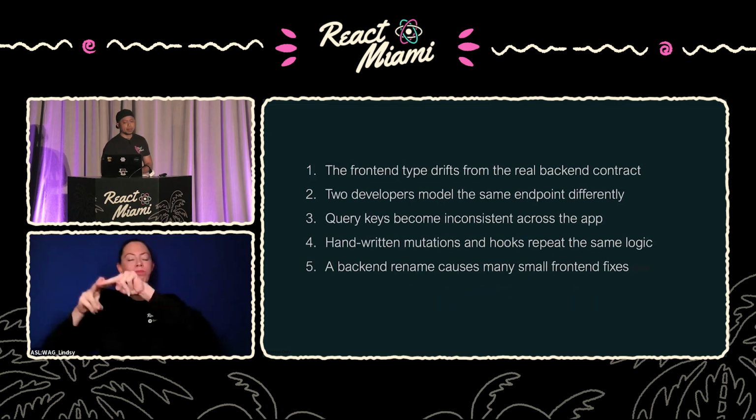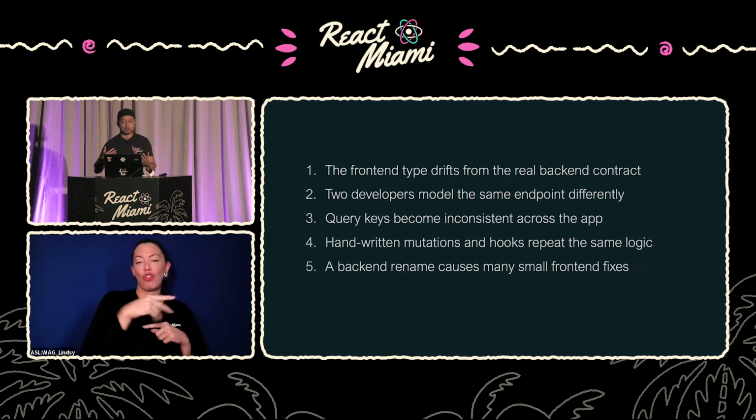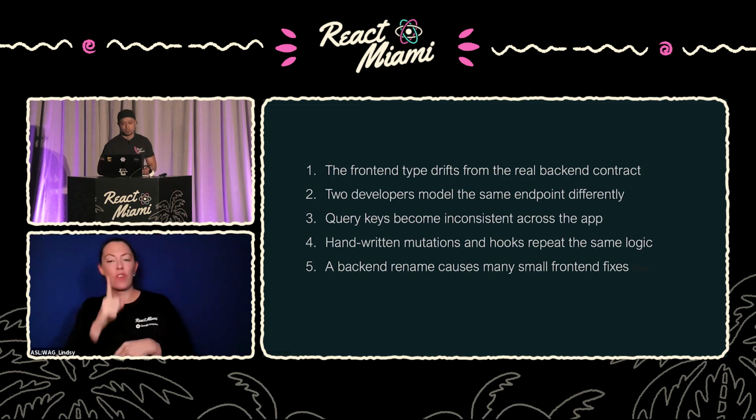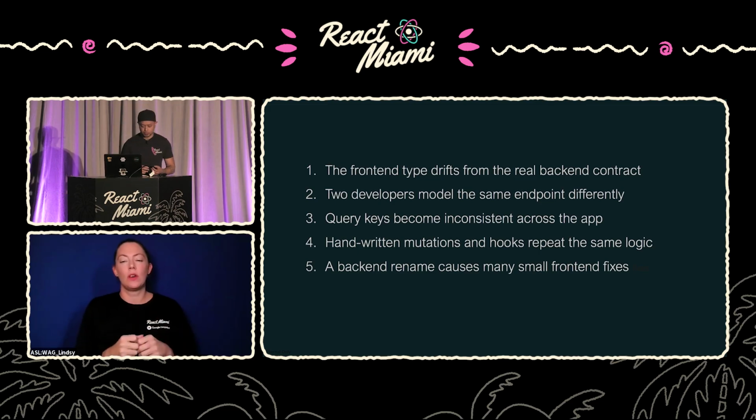So what goes wrong? The front-end types drift from the real back-end contract. Two developers model the same endpoint differently. Query keys become inconsistent across the app. It is hard to monitor, by the way. Handwritten mutations and hooks repeat the same logic. A backend rename causes many small front-end fixes. So HeyAPI fixes the root cause. The front end stops inventing its own contract and starts using the backend contract directly.